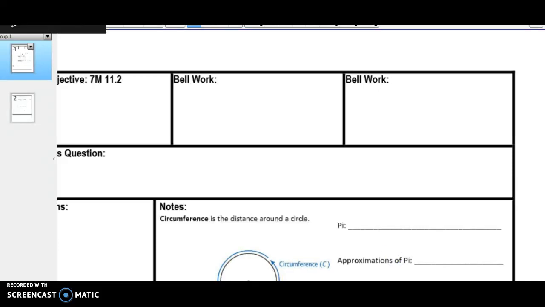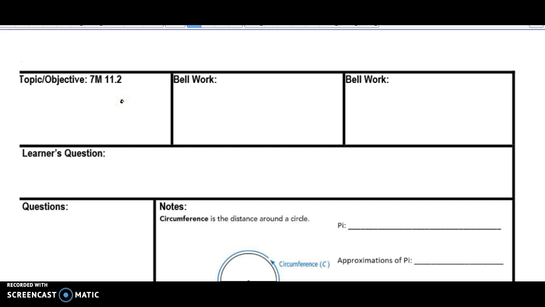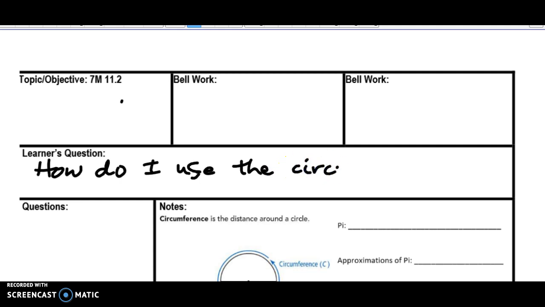All right, seventh grade today is all about learning how to use our circumference formula to solve problems. So that is our learner's question: How do I use the circumference formula to solve problems?